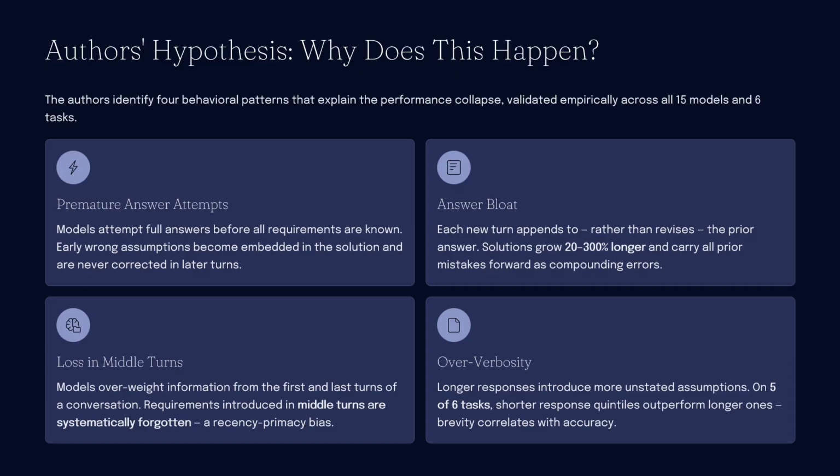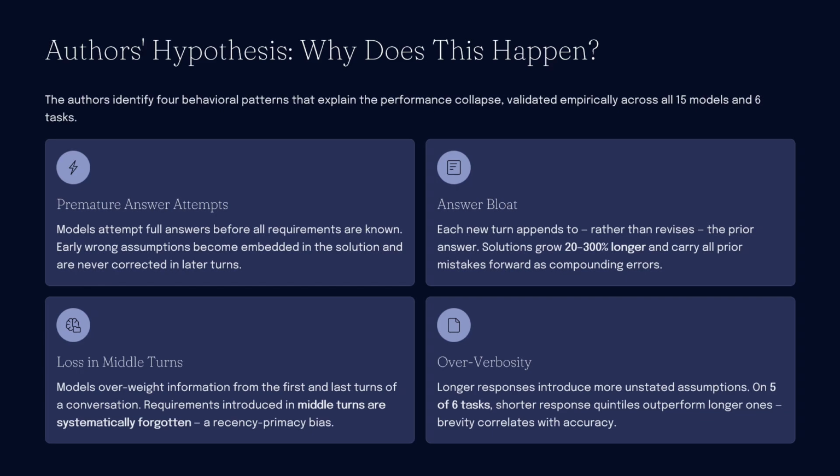Cause three: loss in middle turns. Models overweigh information from the first and the last turns of conversation. Requirements introduced in the middle get systematically forgotten. A recency and primacy bias.